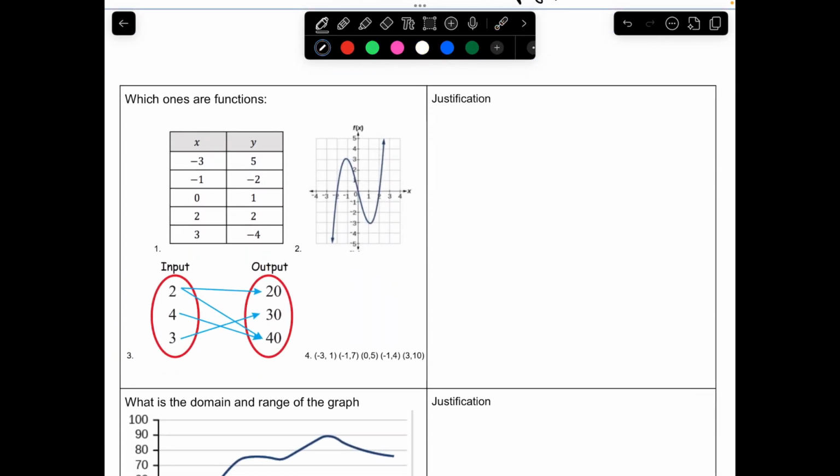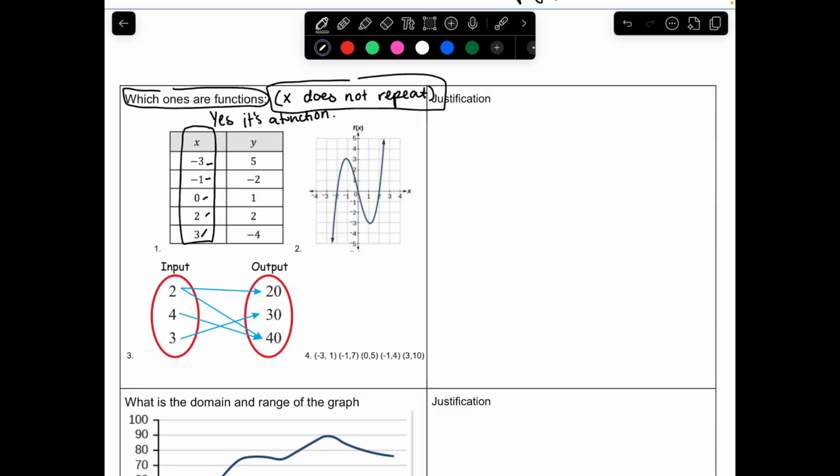Okay, now this next problem, again, if you guys know how to do this one already, you can skip this problem. So it says which ones are functions. Remember, functions, the x does not repeat. So let's look at the x in this table: -3, -1, 0, 2, 3. Yes, it's a function. So once you just tell me this, I assume that you guys understand already. All right, so just tell me if it is a function or not. So number 2, look at the vertical line. Yes, it passes the vertical line test.